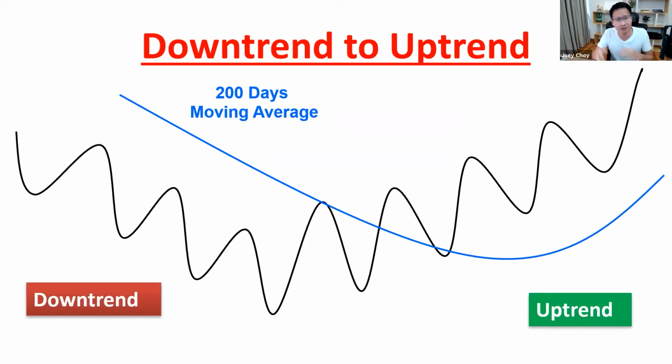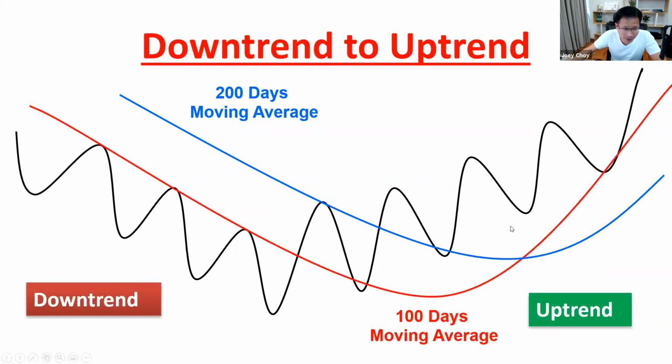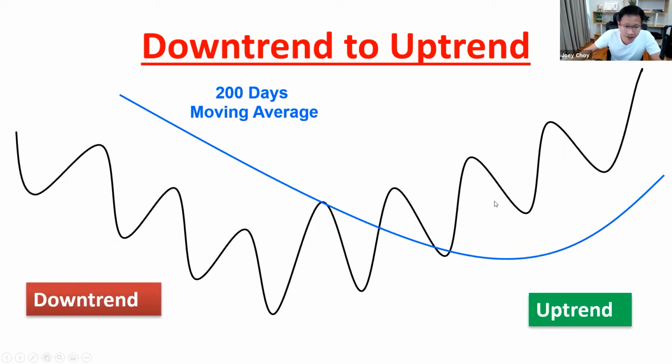So it could be 50, 100, 200. But in this case, we use the 200 days moving average, more of a longer term moving average. And if prices are above this moving average... So you can see right here, we're pretty much in a downtrend with prices below the 200 days moving average and the 200 days moving average going down, down, down. But somewhere around here, you can see this blue line start to reverse back up.